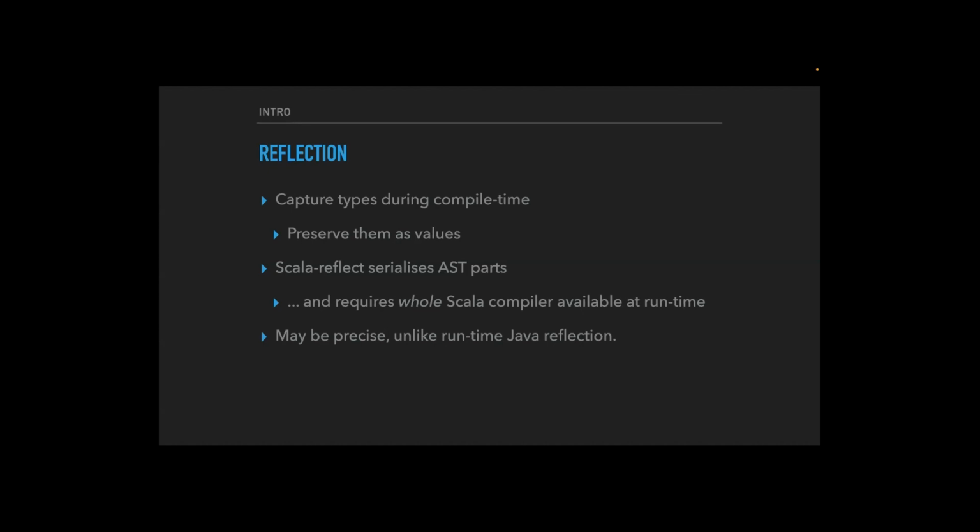So Scala Reflect serializes big chunks of the compiler state, and it uses the actual compiler in runtime in order to process type information. This approach provides precise answers, but is hard to implement and maintain, error-prone, works only on JVM, and the worst thing, it doesn't work on Scala 3.